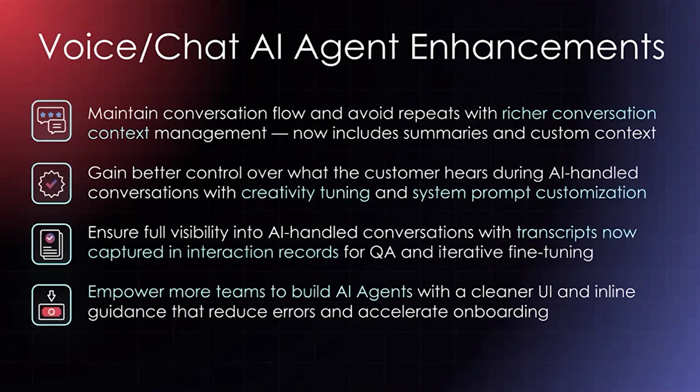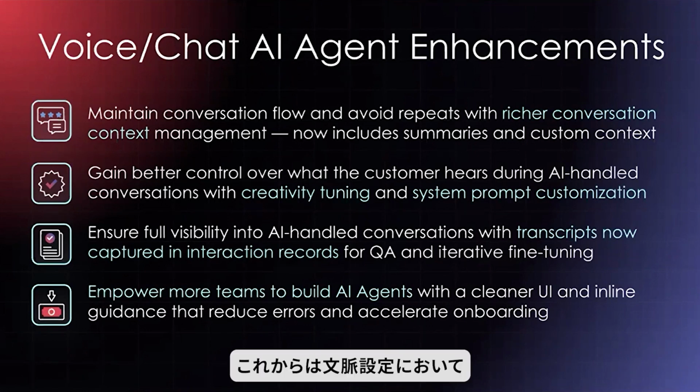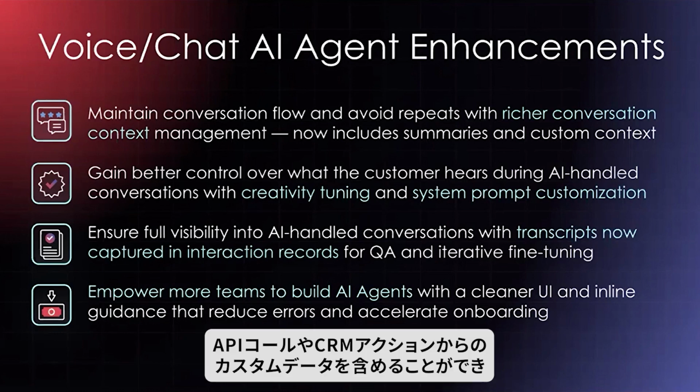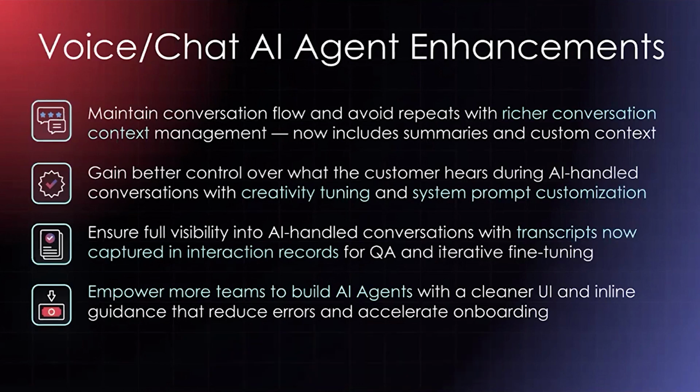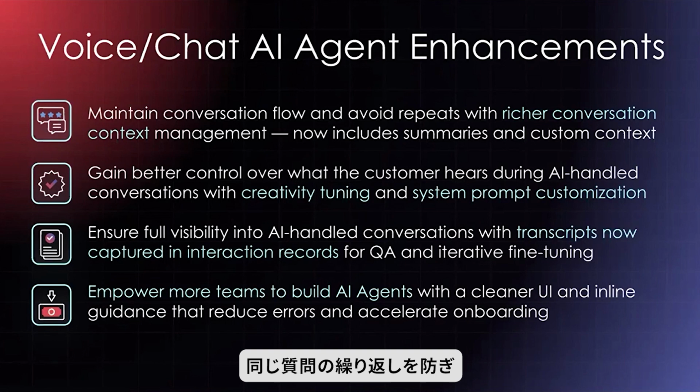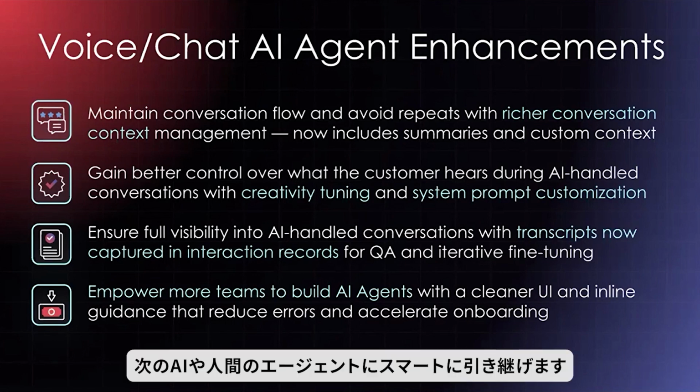You can now configure context to include transcript summaries, key variables, and even custom data from API calls or CRM actions, preventing repeated questions and enabling more intelligent handoffs to the next AI or even human agent in the line.